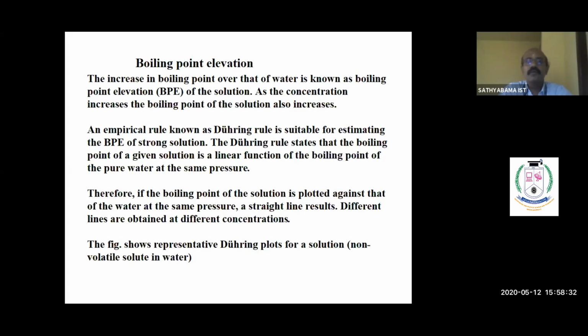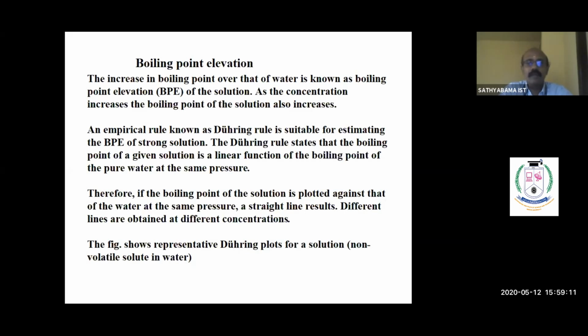An empirical rule to determine a boiling point elevation of strong solutions can be given by the difference rule. The difference rule states that the boiling point of a given solution is a linear function of the boiling point of pure water at the same pressure. Therefore, if the boiling point of the solution is plotted against that of the water at the same pressure, a straight line will result.